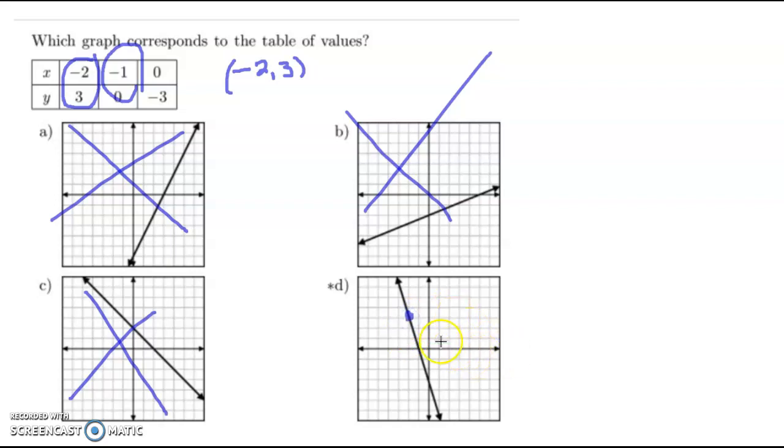My next point is (-1, 0). I start again at the origin. Go to -1, 0 means I do not go up or down. It is on the graph.